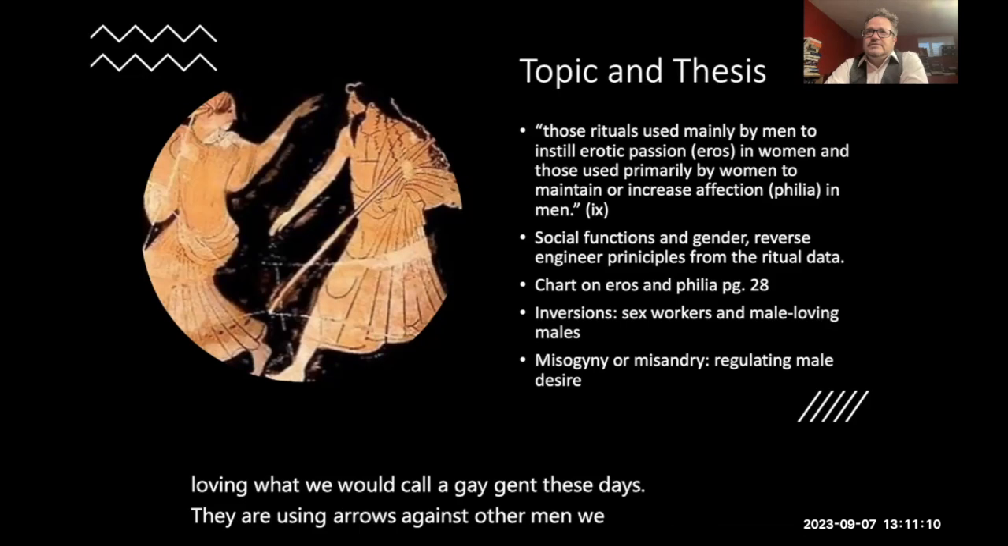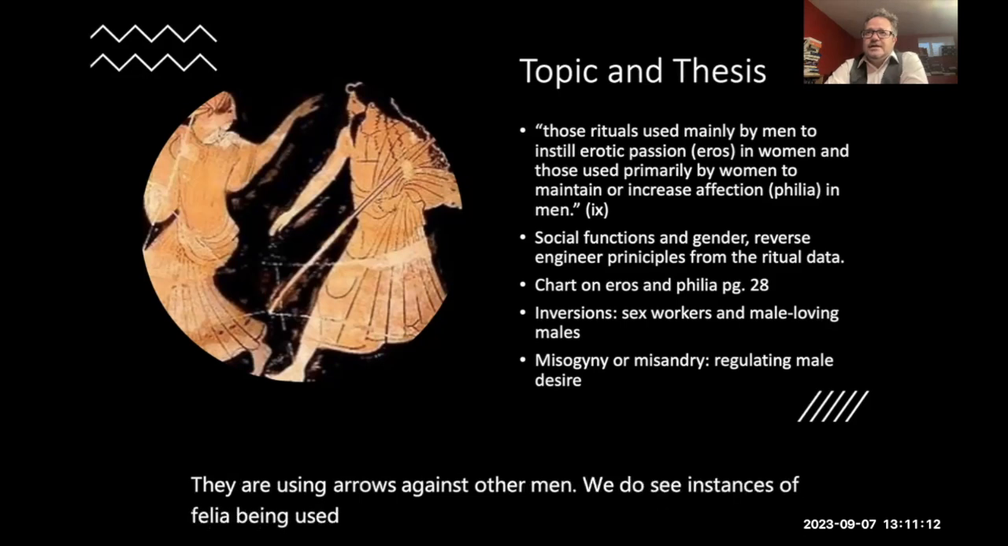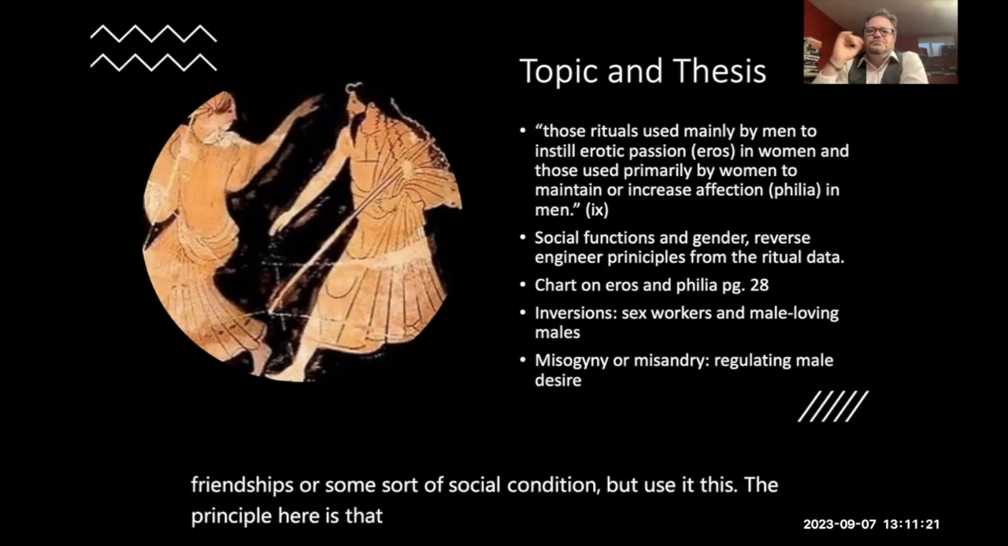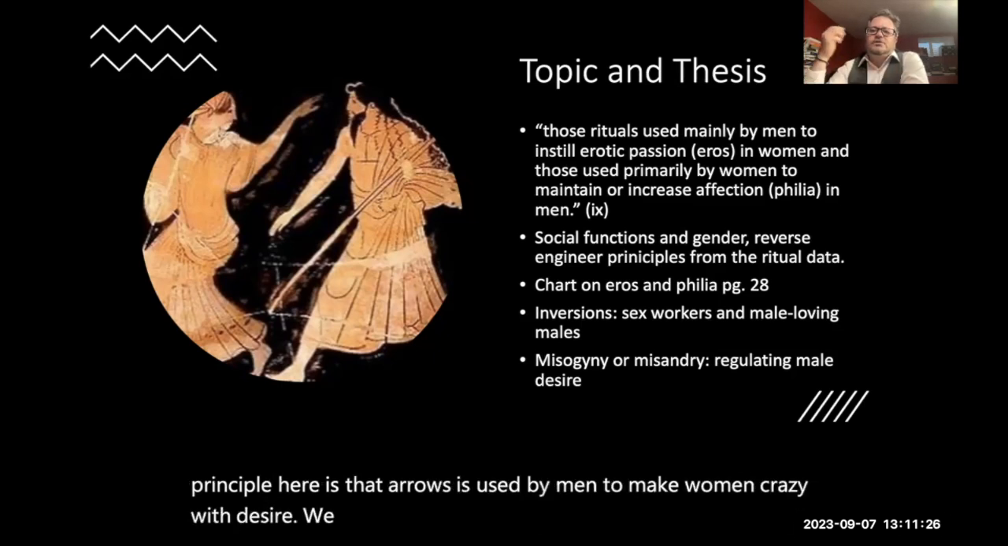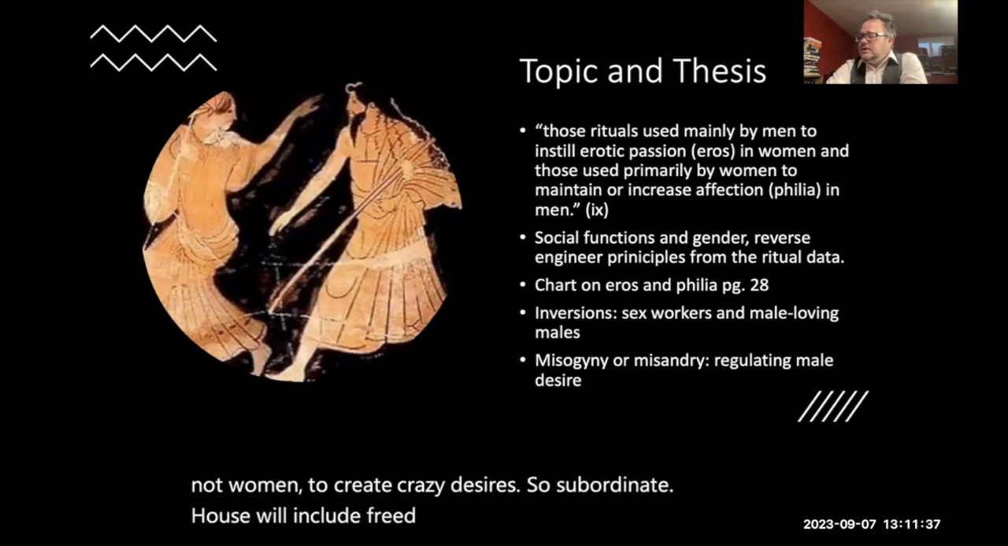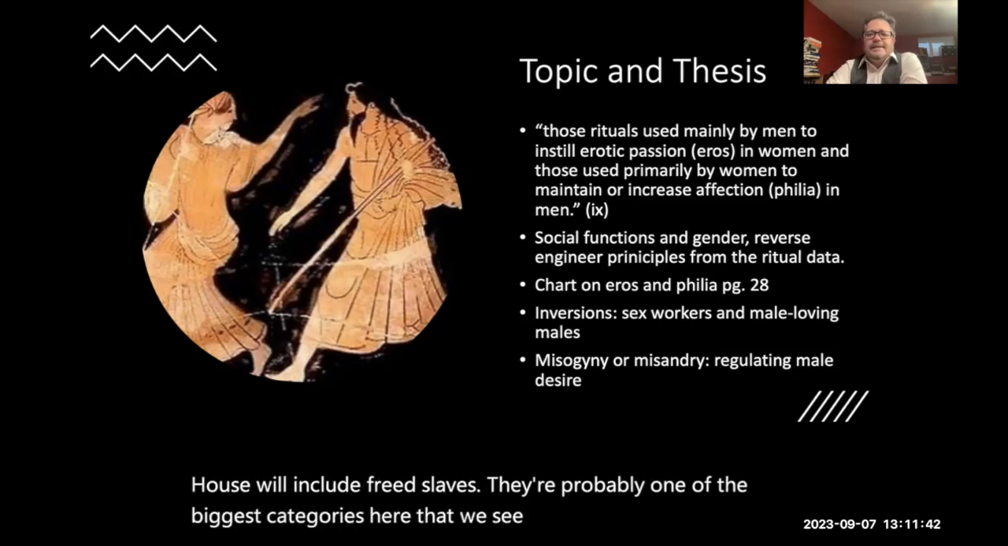We do see instances of philia being used against other men to influence court cases or friendships or some sort of social condition. But the principle here is that eros is used by men to make women crazy with desire. We see sex workers and subordinate males use it against men, not women, to create crazy desires. Subordinate males will include freed slaves. They're probably one of the biggest categories here that we see using eros.